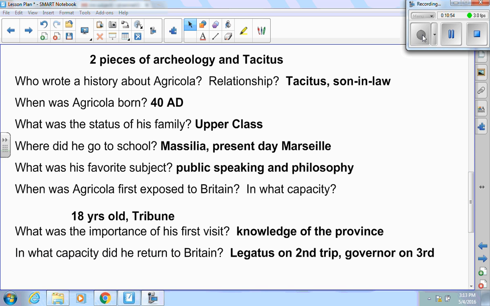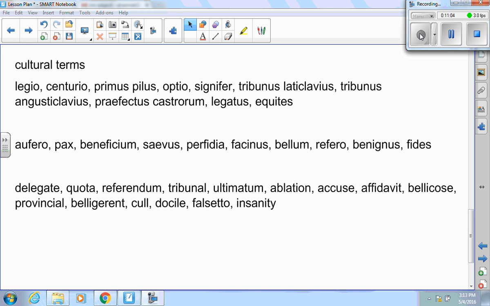Finally, in what capacity did he return to Britain? He returned twice. His second trip, he returned as a legatus, that's the general of the troops, and on the third trip, he came as the governor.